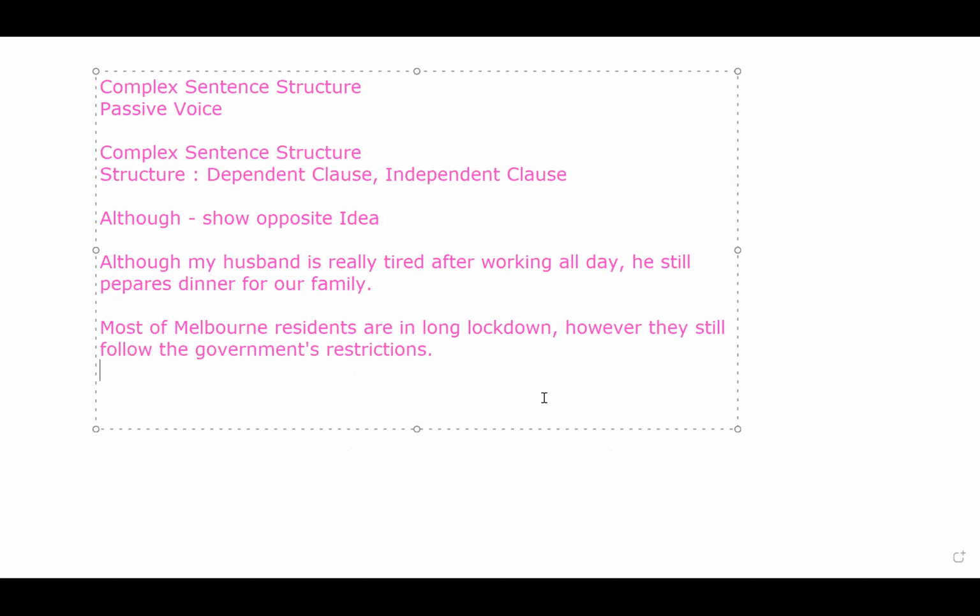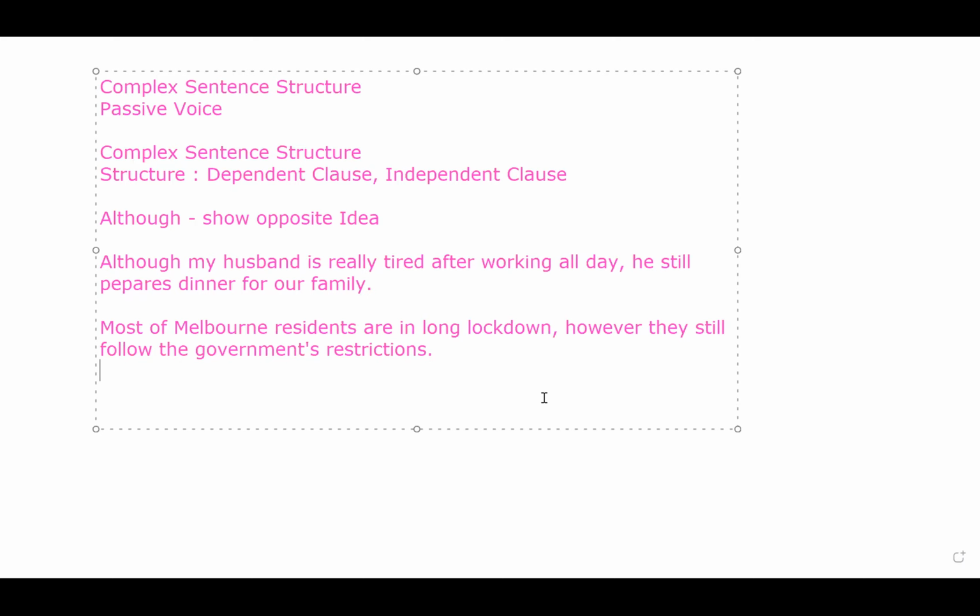I have a question. "However, most Melbourne residents are in lockdown, they still follow the government restriction." I think this is complex because it started with however. Is it not complex? It's not complex.